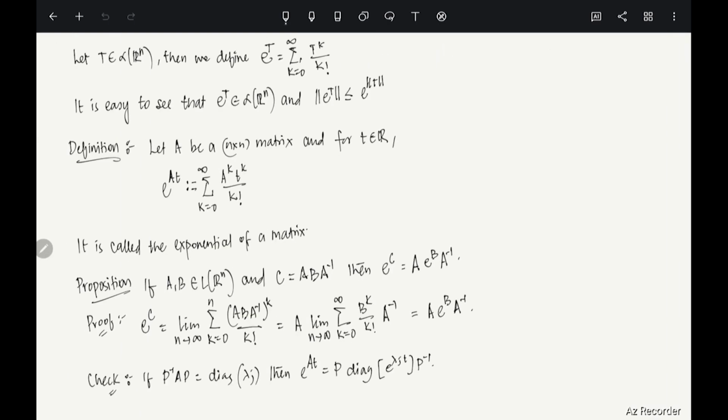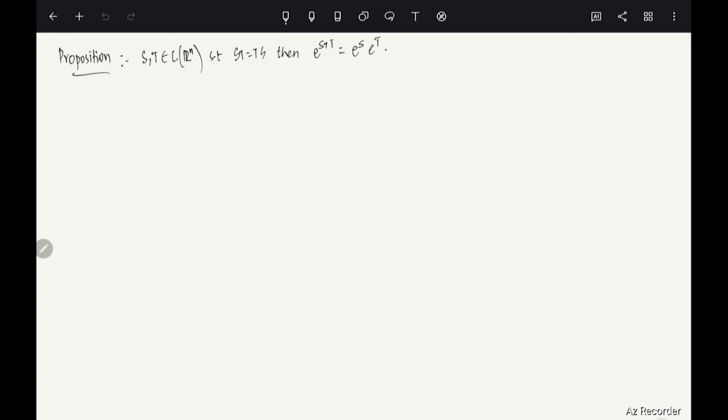See, if A is an n cross n matrix, e power At is nothing but basically a matrix, right? Now in real numbers, e to the power a plus b is nothing but e to the power a times e to the power b. We can write it like this for real numbers. But since these are matrices which you are dealing with, the commutative property does not work, right? And then e power S plus T is e power S times e power T only if S and T are commutative. Okay, so let's look at the proof.